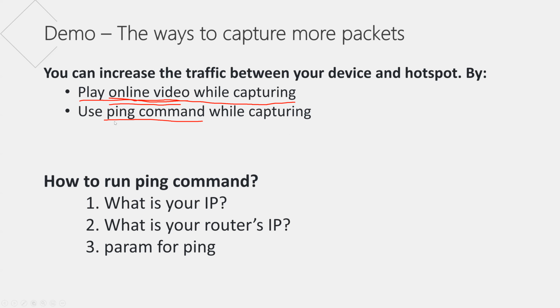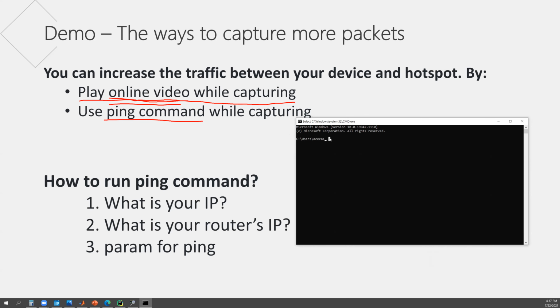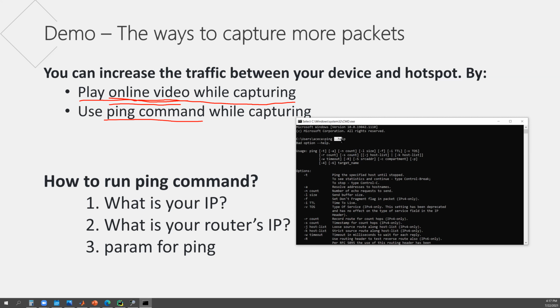And the third way is, if you don't have an internet connection, or you don't have much data to do the online streaming or online video, you can use the ping command. For the ping command, it's pretty simple. What we need to do is to run the CMD, run the terminal. We can find the syntax for the ping command by using the help.